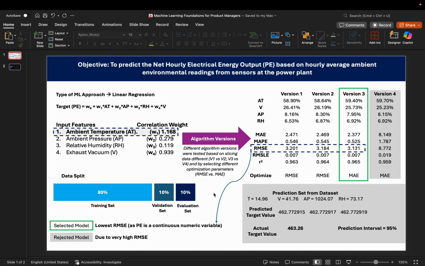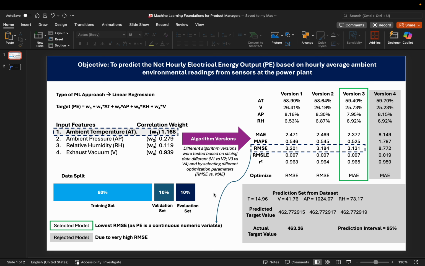And through the analysis run by AutoML, you see that I chose root mean squared error as the selected output metric, because PE is a continuous numeric variable, so we would get the most accurate model looking at the lowest root mean squared error, which was in version 3.